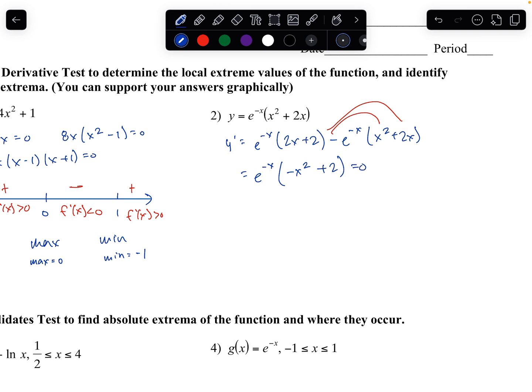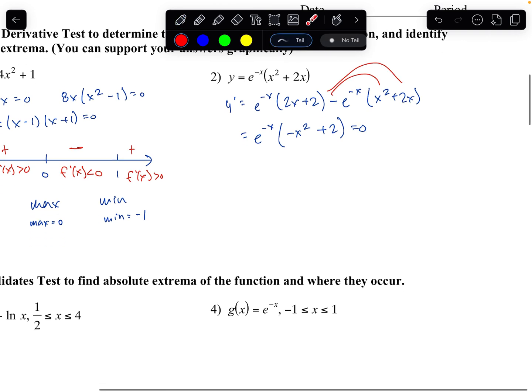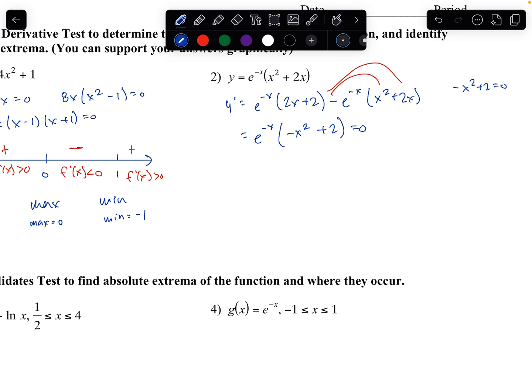And I'm going to set that equal to 0. Now, e to the negative x will never equal 0, so I don't have to worry about that. But then this part right here, so negative x squared plus 2, set that equal to 0. 2 is equal to x squared, so x is equal to plus or minus root 2. So we found the critical points. So we have negative root 2, we have positive root 2. Okay, and then we just got to plug in points around.